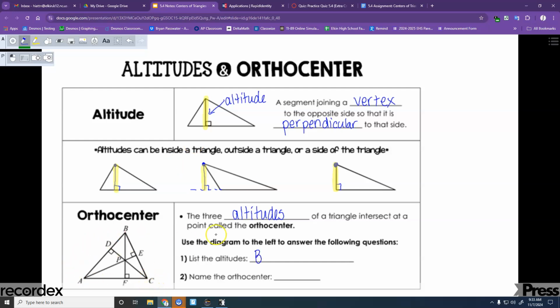Okay, BF is definitely an altitude right here. It goes from the vertex and it's perpendicular to the other side. All right, another one. AE, very good, Josiah. That would be here, vertex, perpendicular to the other side. And what's the last one? CD. It goes from the vertex and it's perpendicular to the other side. And so on this picture, that orthocenter right there is P.